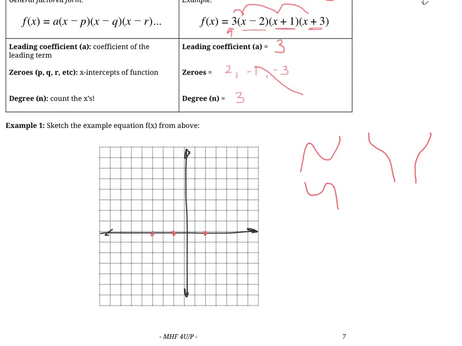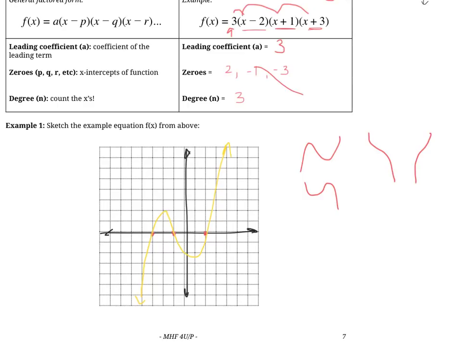So that tells us it's probably going to look something like, I'm going to do this in a light yellow color because we might change it after. It's probably going to look something like that, right? And that's what our a value tells us. But can we be a little bit more accurate about this graph? Is there one other thing we can do to be a little bit more accurate?